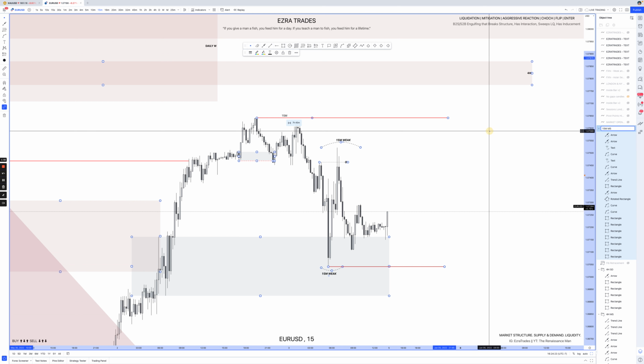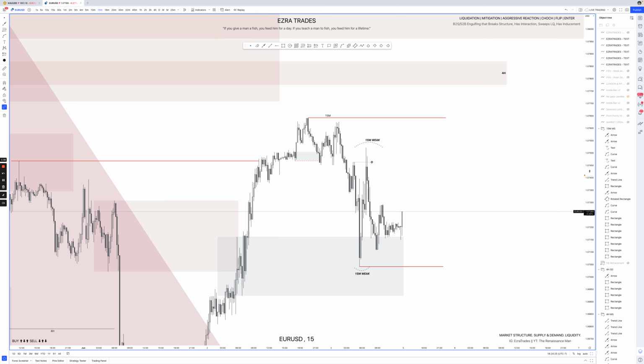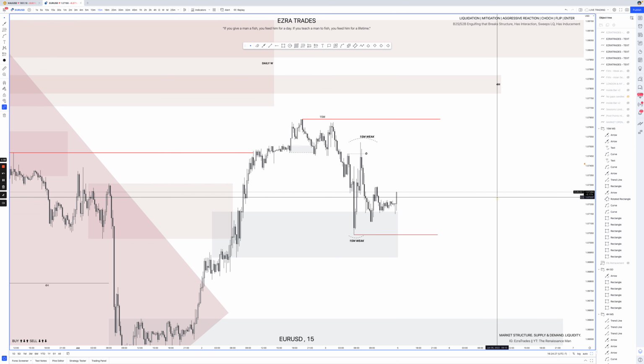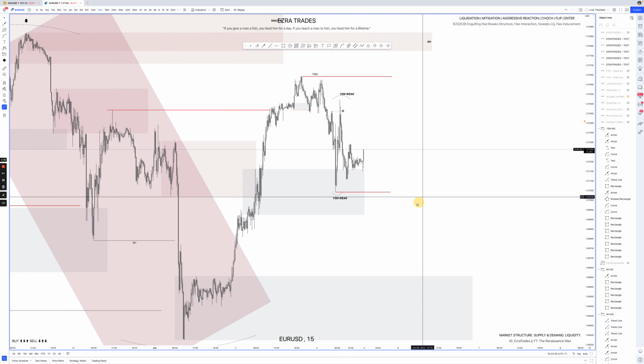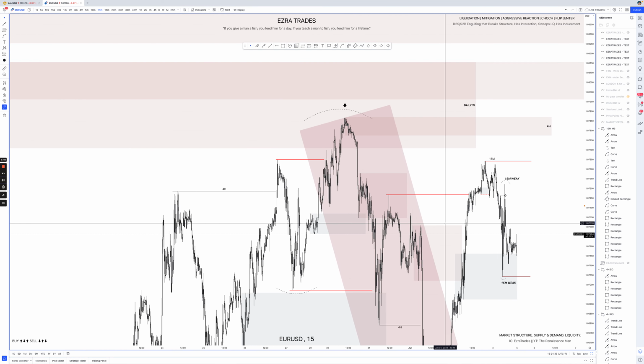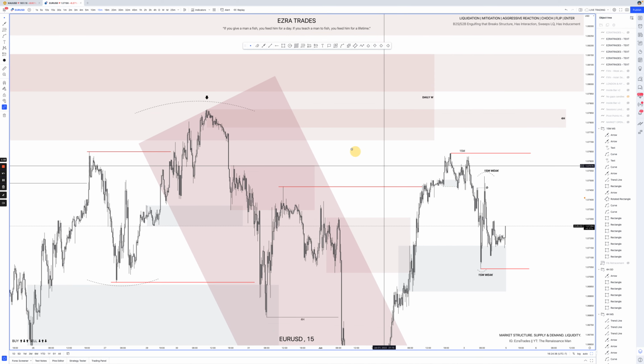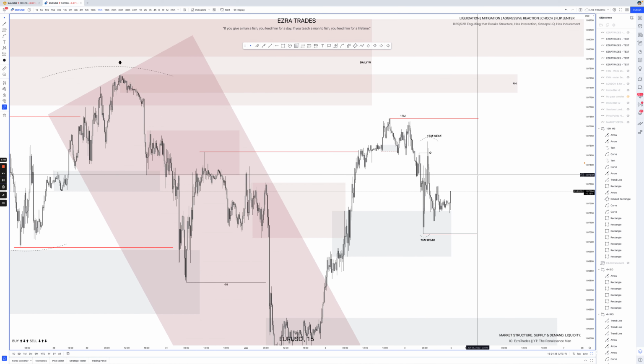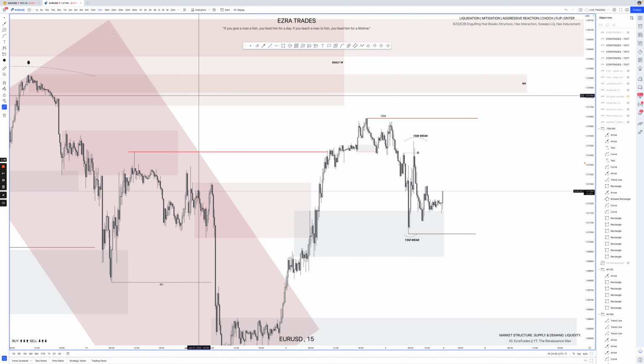market structure. So this isn't clean. I'm not going to take 15-minute POIs here. The only places where I will look for 15-minute POIs is in 4-hour zones, right? Now at this current moment, I'm not going to refine anything yet because it's just not clean yet. So I'm going to take a look at the 5-minute.